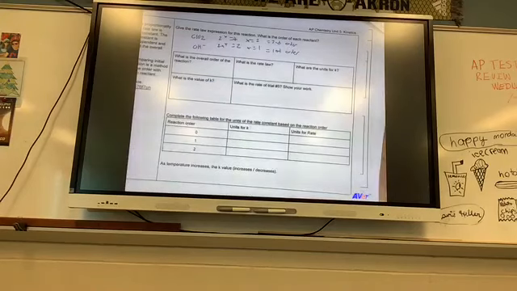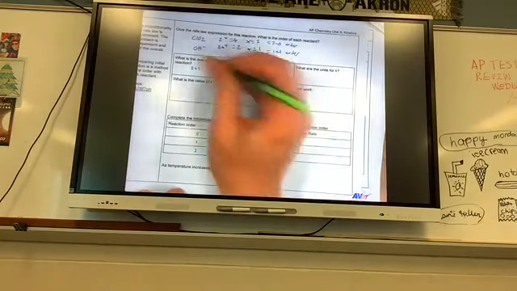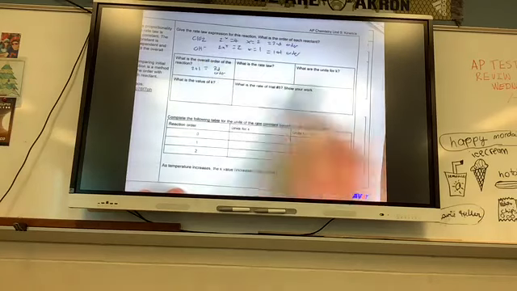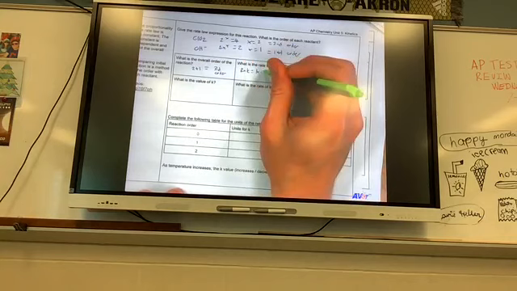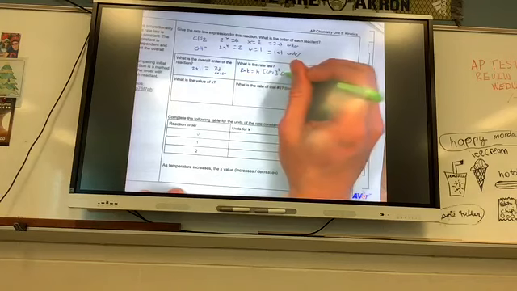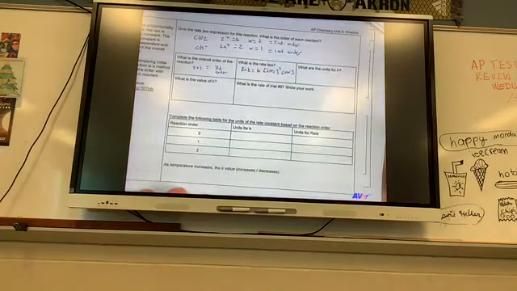What's the overall order of the reaction? Well, 2 plus 1 equals third order. What's the rate law? Rate equals K, concentration of ClO2 to the second, times OH minus to the first. We don't write the first. What are the units for K?